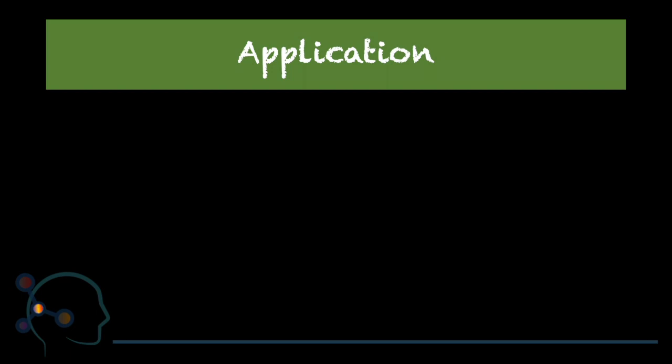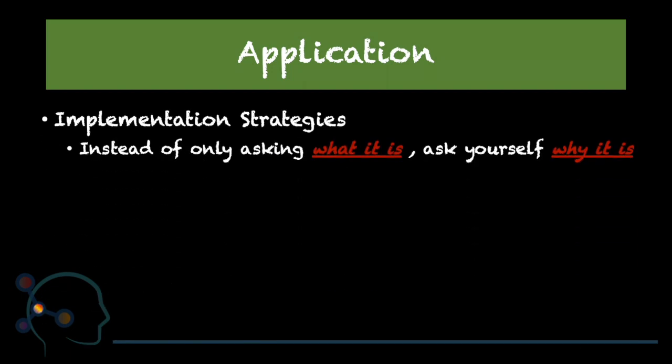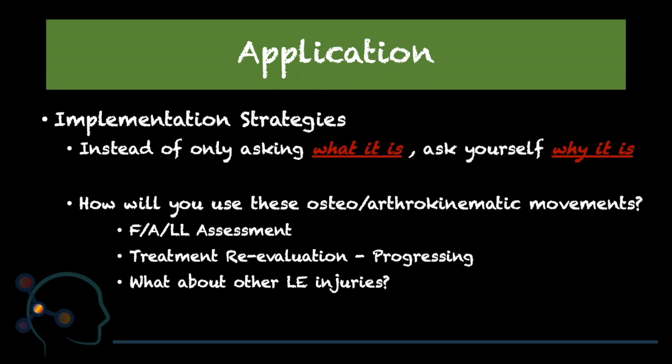So what type of strategy can we use to apply this new evidence-based truth to the body? Again, as in previous videos, instead of only asking what it is and simply labeling the injury, ask yourself why it is. What is the root cause? Additionally, how will you use these osteoarthrokinematic movements that we discussed today? Will you incorporate them into additional foot, ankle, and lower leg assessment, treatment and reevaluation of therex so that you can make progressions? What about other lower extremity injuries, not only at the foot and ankle complex, but further up the chain, such as the knee, hip, pelvis, and low back?